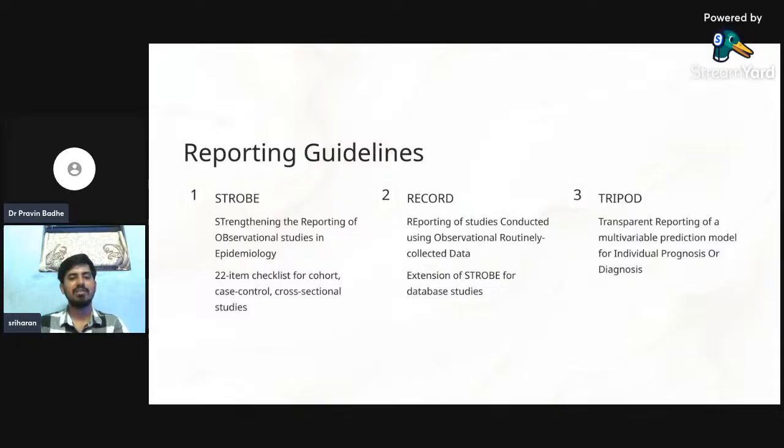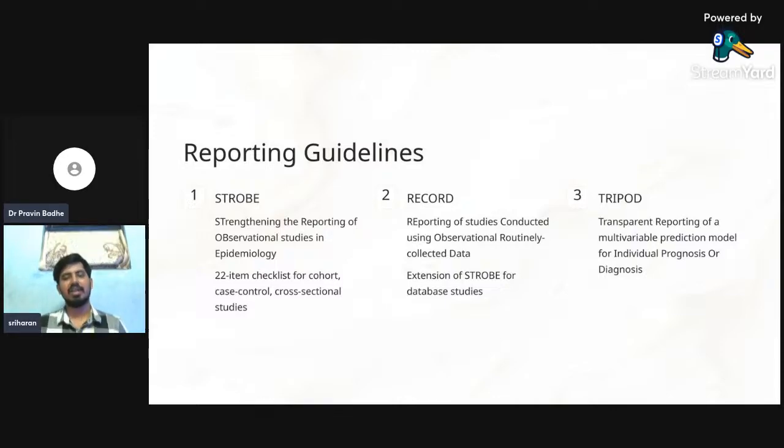While we are doing the research, these reporting guidelines help to verify that the research is going in a correct way and whether any component is missing. Likewise, the same with STROBE. An extension of STROBE is RECORD.